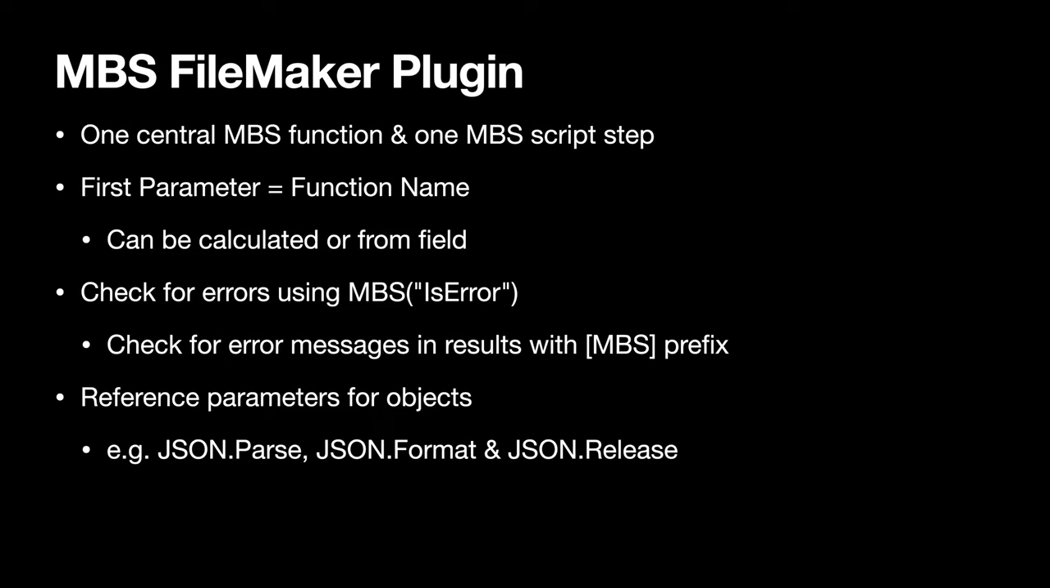Our functions use a lot of reference parameters, so we have a lot of functions which work on an existing object in memory. That could be a JSON object, some XML in memory, or an open picture. You may get a reference number from one function, then pass it to a few other functions to work on this, and later release your object.